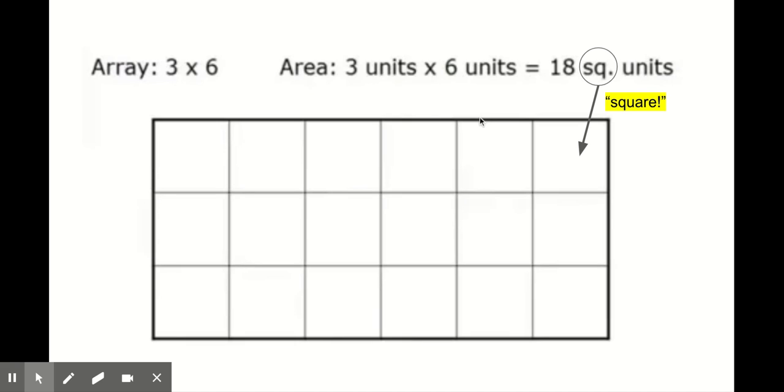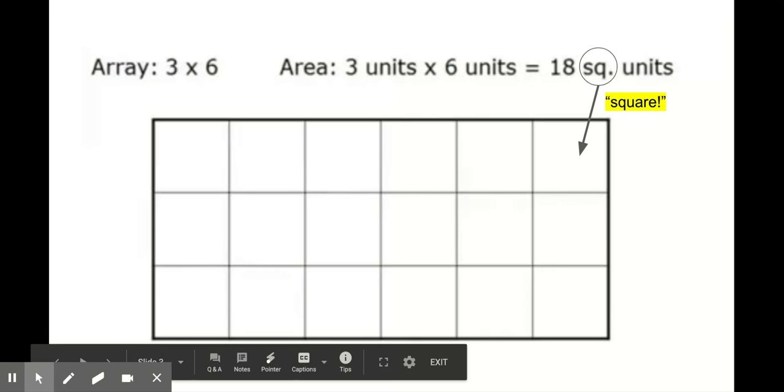Notice how area is very similar to an array. With area, this time we are just assigning a measurement, or a label, to our 3 and our 6, our side lengths. So we're going to call them 3 units and 6 units. But you can also call them inches or feet or centimeters, meters, millimeters, anything that is a unit of length.